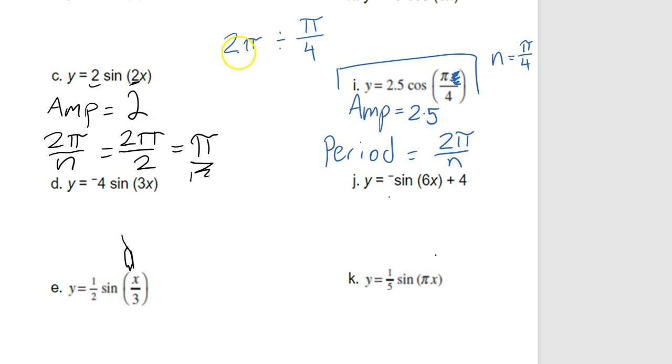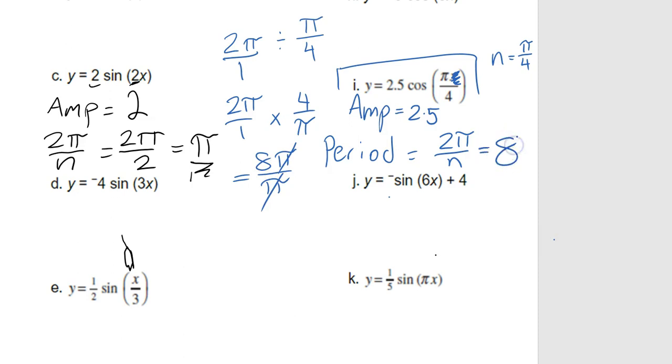So how do I divide these fractions? Well, I make them both into fractions, I flip the second one and I change it to a times. So now I've got 8 pi over pi. My pi's cancel out, and my period is 8. So every 8 units, let's say this is 8, my cos graph is going to repeat. So it's going to go something like that.